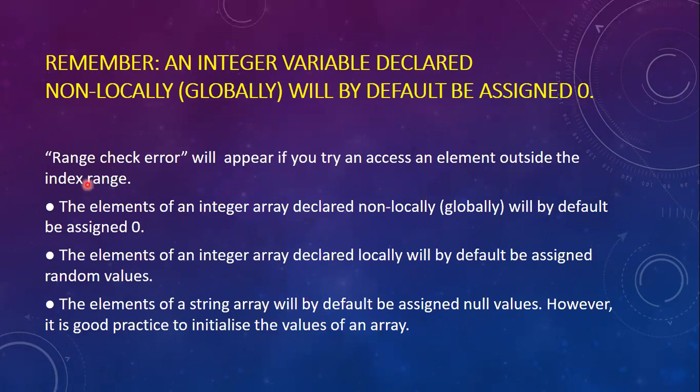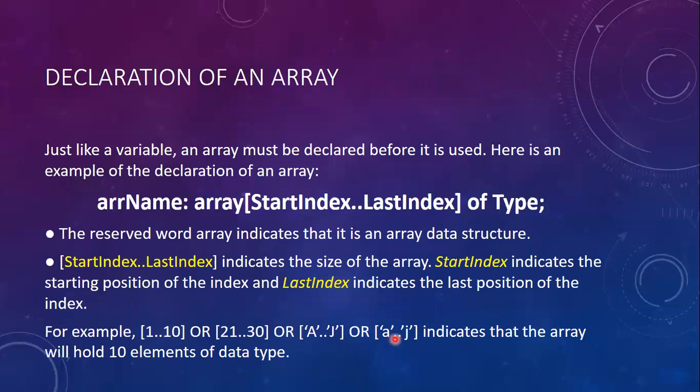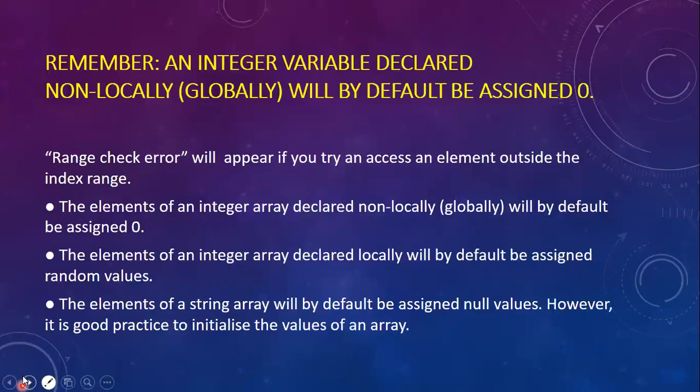Okay, so a range check error will appear if you try and access an element outside the index range. Now let's quickly backtrack to the previous slide here, the A to J. I know A to J, there are 10 values. Now, what happens if I enter K? Then I am going to get an error message telling me that I have tried to declare something outside the specified range.